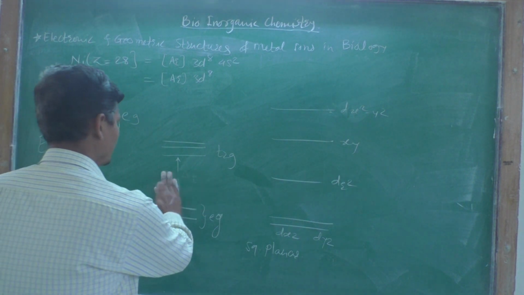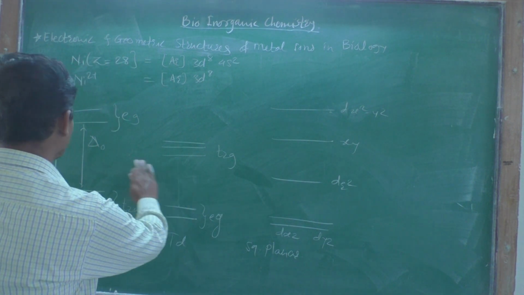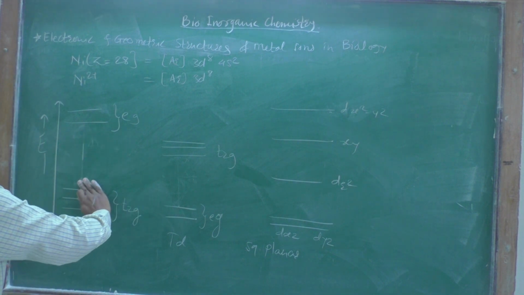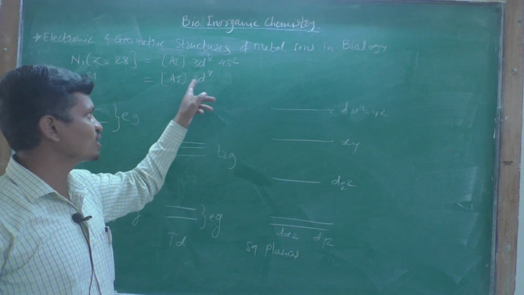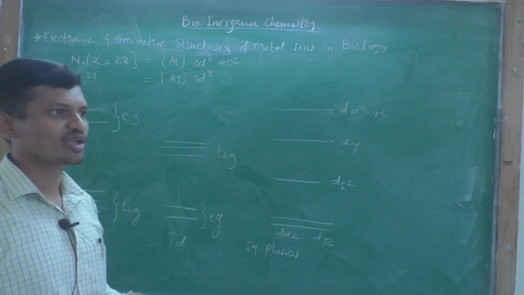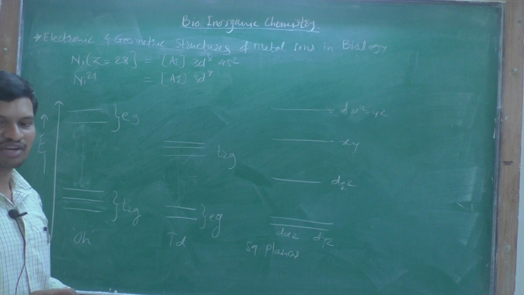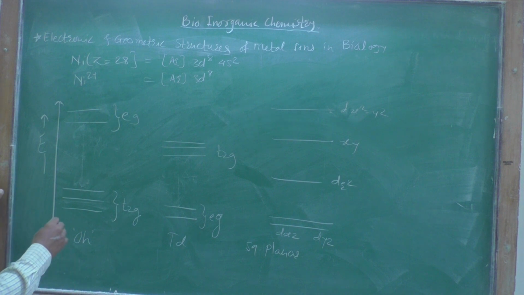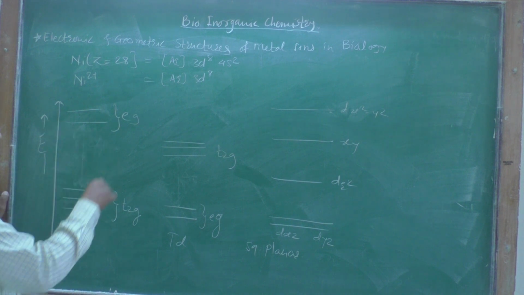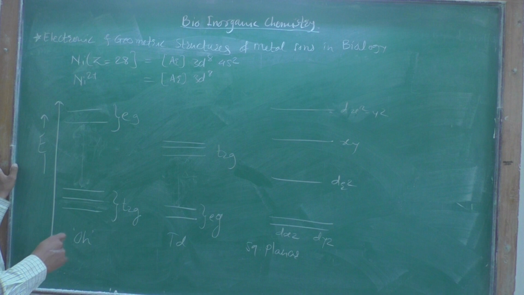Now the d8 electronic configuration of the central nickel 2+ metal cation, how these d electrons are distributed in different ligand fields, that we have to see here. We have to place these 8 electrons according to the above principles, Hund's rule and Pauli's exclusion principle.